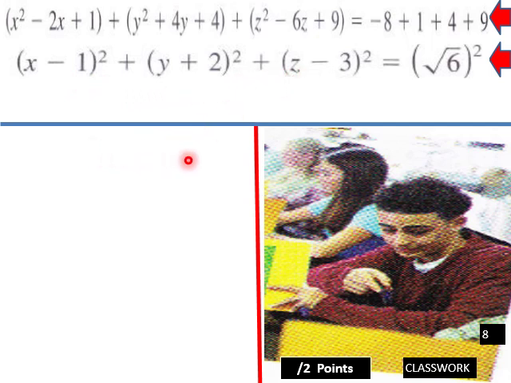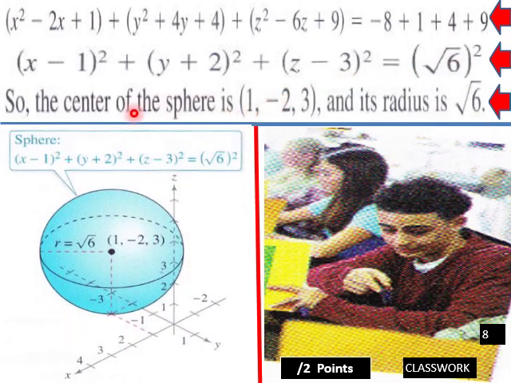This is our expression here. So we have the square root of 6 squared, and to complete that out, the center of the sphere would be the negative of -1, the negative of +2, then the negative of -3, so it'd be 1, -2, and then +3. There'd be our center. And then our radius would be radical 6, which is this here. And then we could draw a sphere like that. So that would be what it would look like.